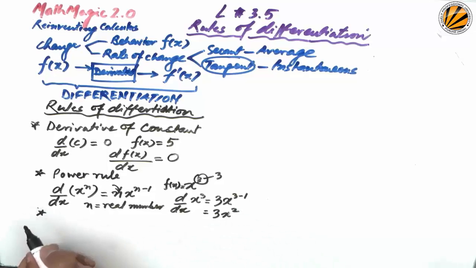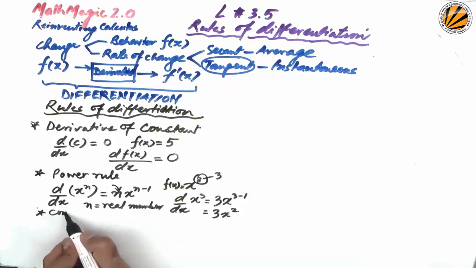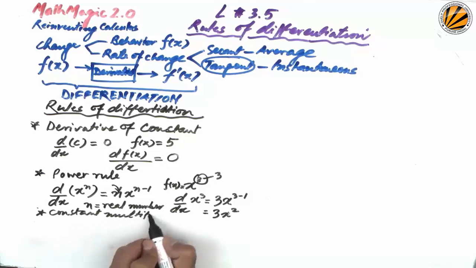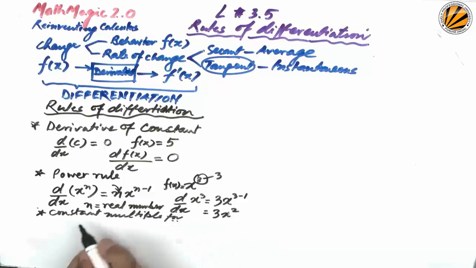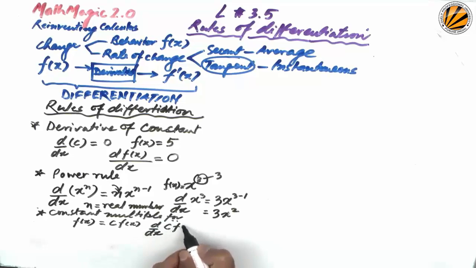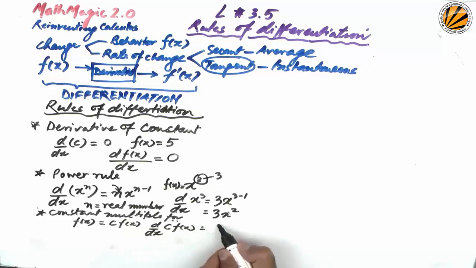The third rule is the constant multiple rule: a function having a constant being multiplied. Say there is a function which has a constant and a function associated with it. The derivative of this function, which has a constant and a function, would always be equal to the constant taken out, and then the derivative of the function taken.